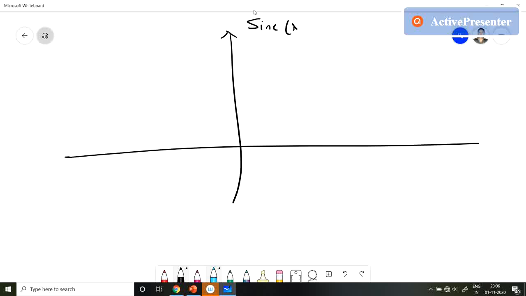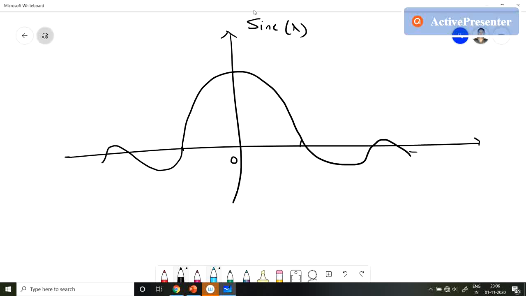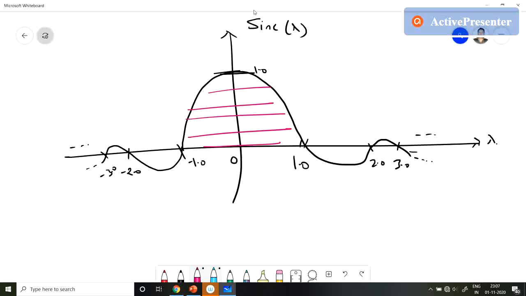So the plot of the sinc function, sinc(lambda), is like this. It is decreasing. This is 0, this is 1.0, this is 2.0, this is 3.0, this is minus 1.0, this is minus 2.0, this is minus 3.0. So this is sinc(lambda) with respect to lambda, the plot of the sinc function. The maximum amplitude is 1, and it is of the decreasing type. This is the major lobe, and there are smaller lobes. Very small lobes still exist, and the theoretical bandwidth of this signal is infinite, but practically this is the main bandwidth occupied by this signal.